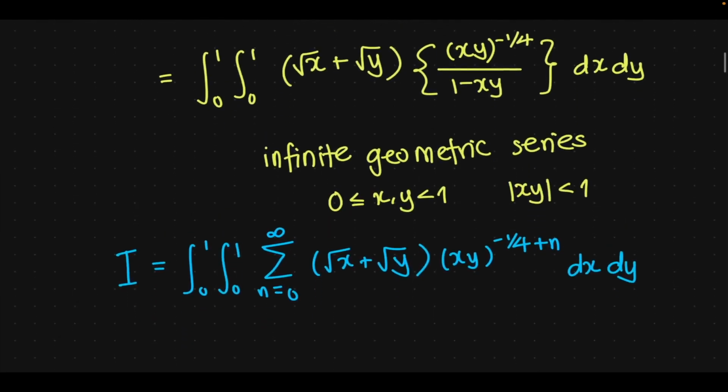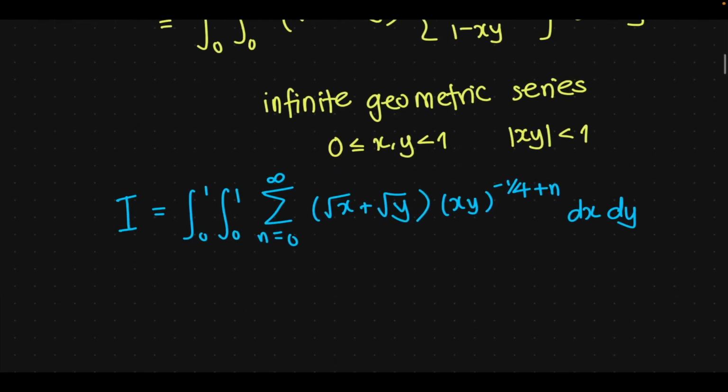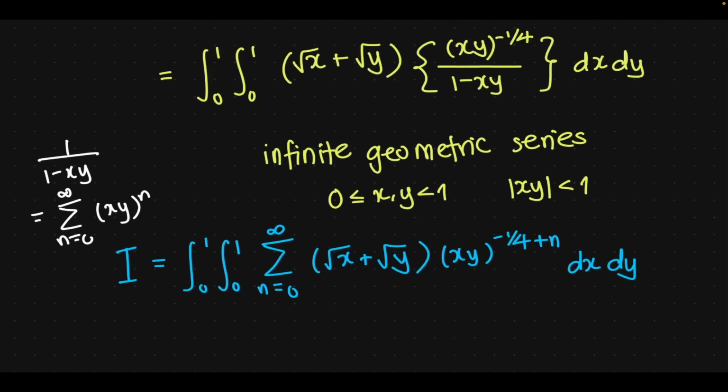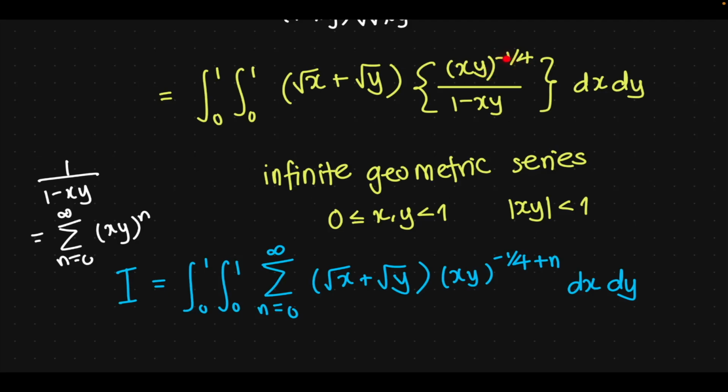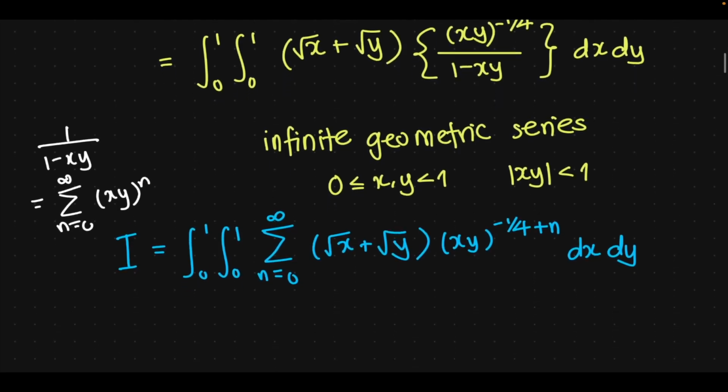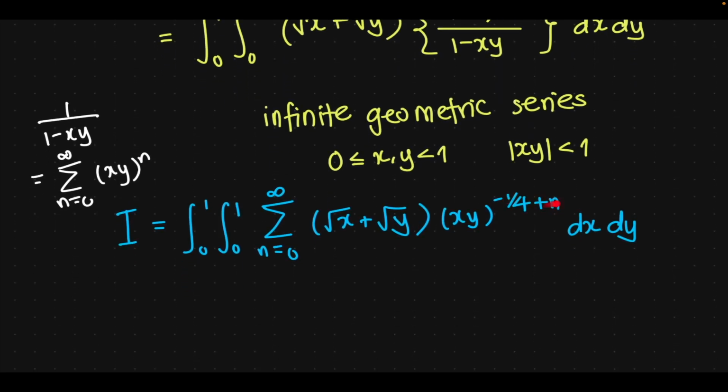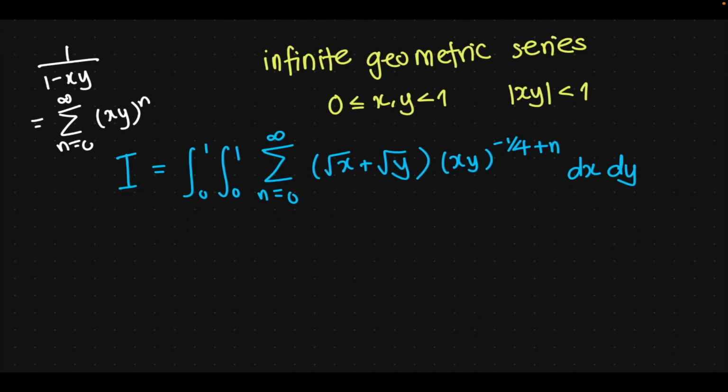If this isn't clear, what just happened is we had 1 over 1 minus xy. This, from the formula of the infinite geometric series, became sum from n equals 0 to infinity of xy to the n. And that's in the numerator. So that term here, and this original term in the numerator from the nested radicals, which was minus 1/4 power, you can add those powers up using the properties of exponents. So you get minus 1/4 plus n. And now simplification should be a lot easier.